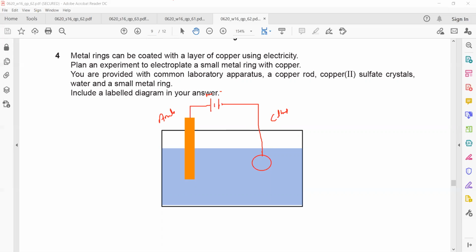So when we pass the current, what happens? The copper ions from the solution will move towards the cathode, and copper atoms will go into the solution as copper ions.